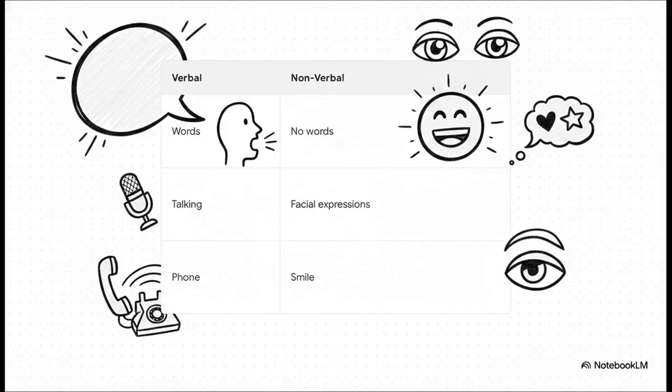The second type is non-verbal communication. This is when we share a message without using any words at all. बिना शब्दों के अपनी बात समझाना. Like when you just smile at someone. Now, repeat these words after me. Verbal. Excellent. And non-verbal. Great job.